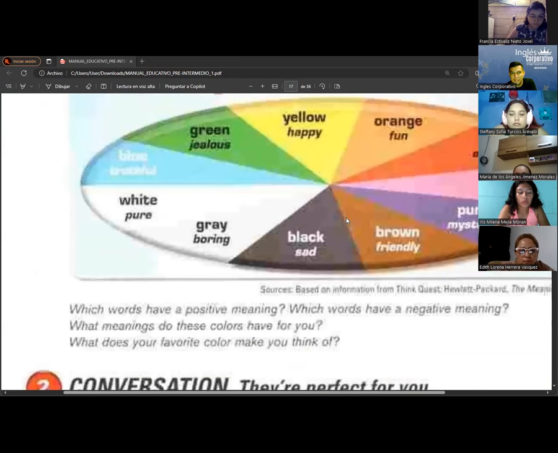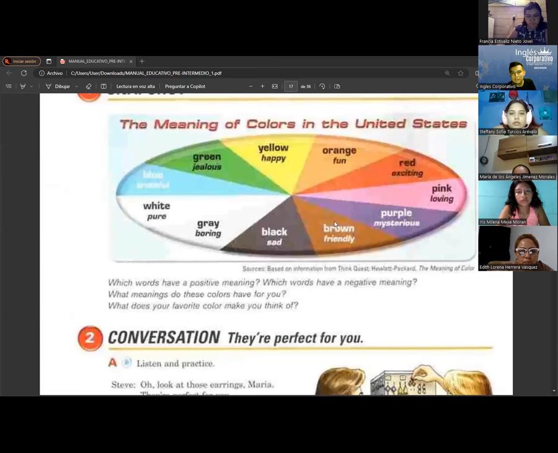Okay, ¿cuáles tienen significado positivo? Yellow. Okay. Orange. Happy. Fun. Pink. Red. Brown. Purple. Mysterious. Brown, do you think it is? Yes. Blue. I guess white. Pure. Puro. That is a good meaning. Un buen significado. Okay, well, in the bad ones, los malos. Gray. Green. Black. Purple, for me. Mysterious is interesting. And boring, right?